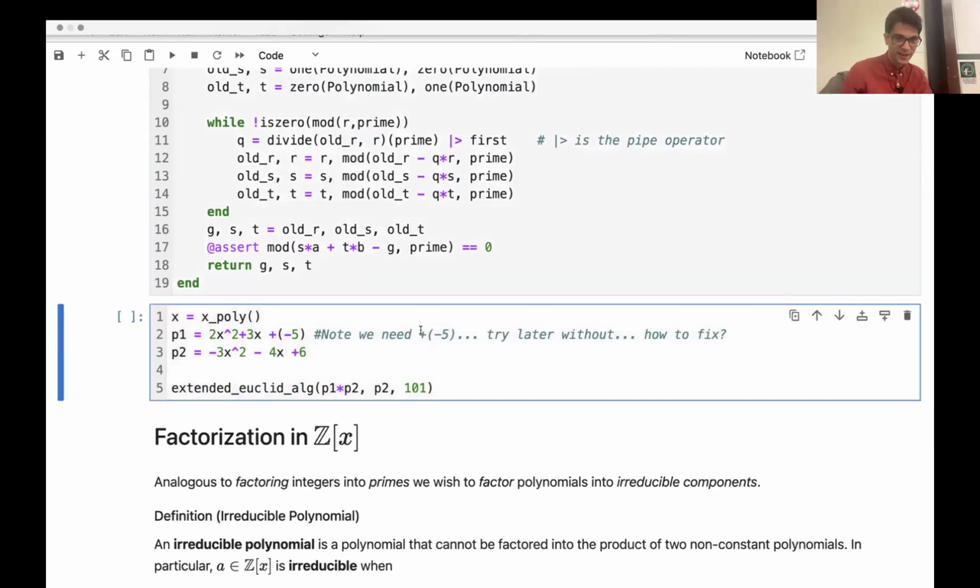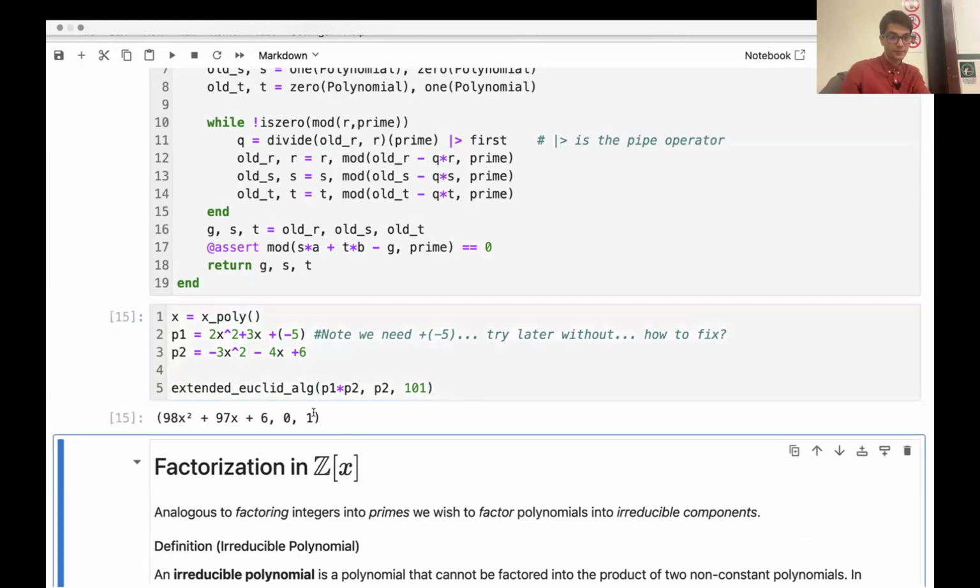Okay, so here's an example. This is x squared plus 3x minus 5, and we have minus 3x squared minus 4x plus 6. I'm asking what is the GCD of P1 times P2 and P2 mod 101? And we should get back P2 mod 101. Is this P2 mod 101? We get 101 minus 3 is 98. 101 minus 4 is 97. 6 mod 101 is 6. Okay, so this gave us the GCD mod 101. Okay, so we're doing pretty good.